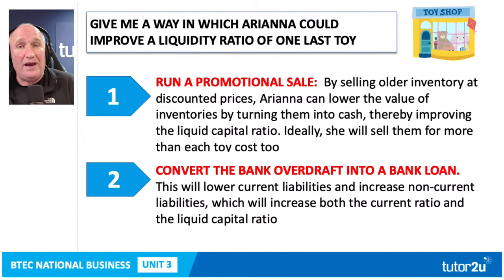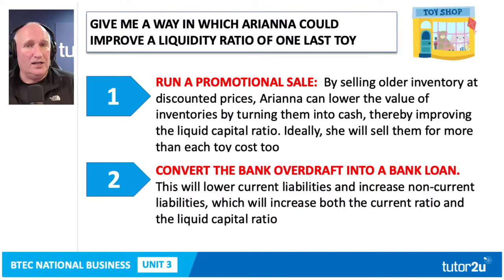And I also suggested that she might speak to the bank manager, to the bank, and try to convert the bank overdraft into a bank loan. Now, why might that improve a liquidity ratio? Well, don't forget, a bank overdraft is one of the three things that you typically find in current liabilities, isn't it? It's trade payables, bank overdraft, and accruals are the three main items in current liabilities.